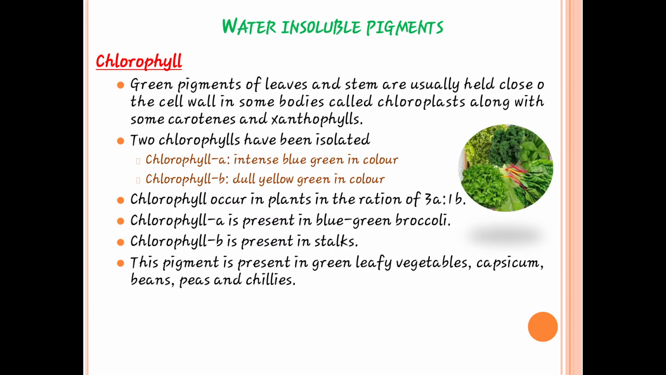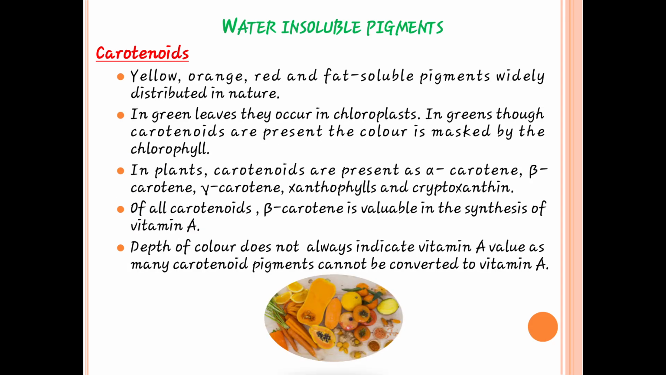Chlorophyll A is present in the blue-green color, especially in broccoli, whereas chlorophyll B is present in the stalk. This pigment is present in green leafy vegetables, capsicum, beans, peas and chilies. The second water insoluble pigment is carotenoids. The yellow-orange color is due to carotenoids.